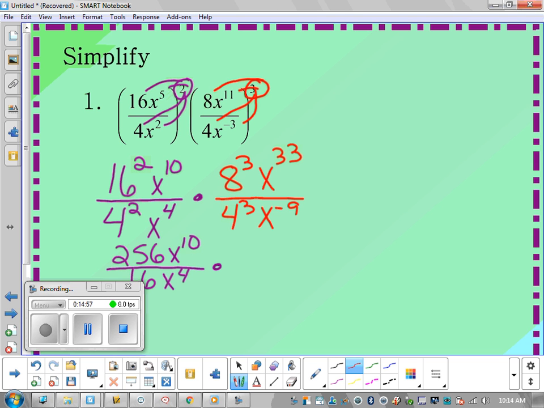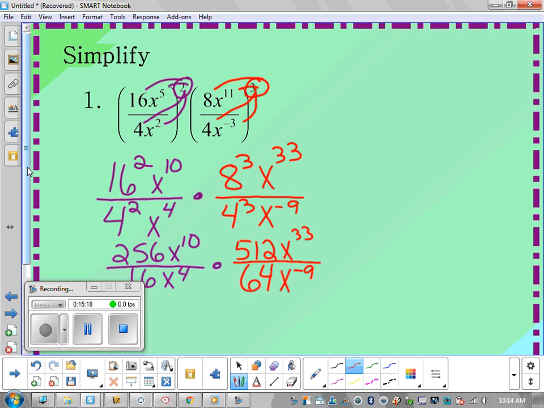If I now do 8 to the third power, 8 times 8 is 64. 64 times 8 is 512. And then x to the 33rd, all over 4 cubed, 4 times 4 is 16. 16 times 4 is 64. I now have a fraction for both the purple and the red.